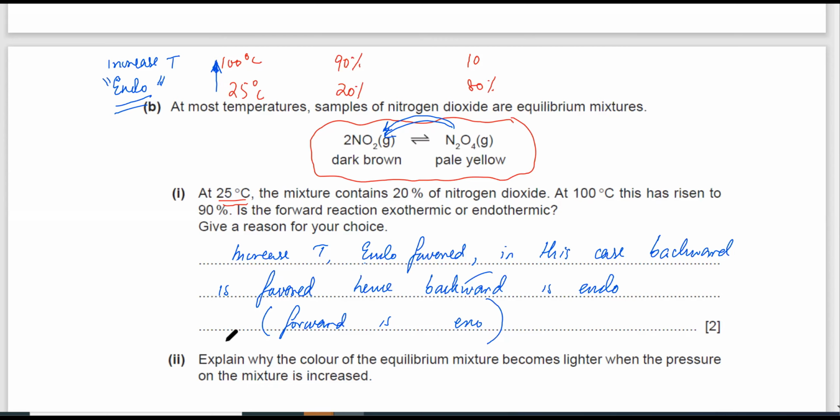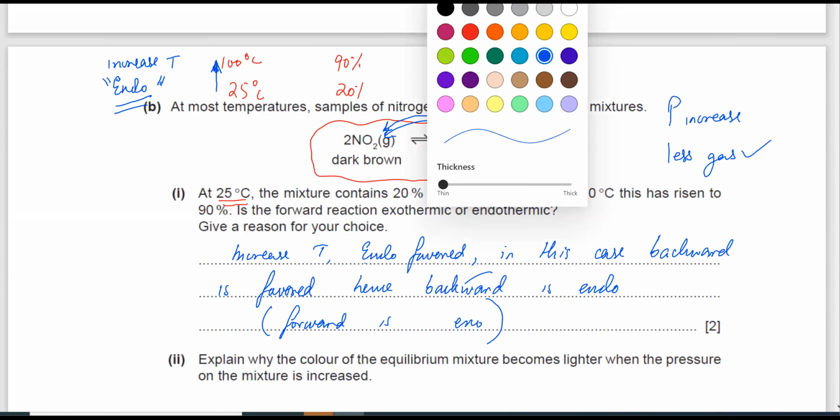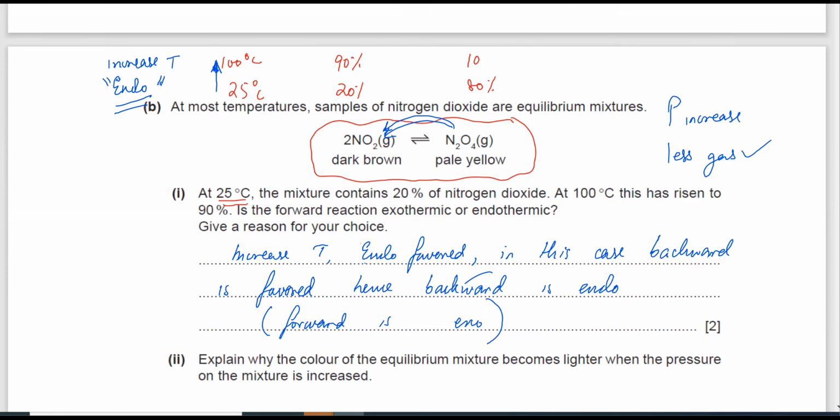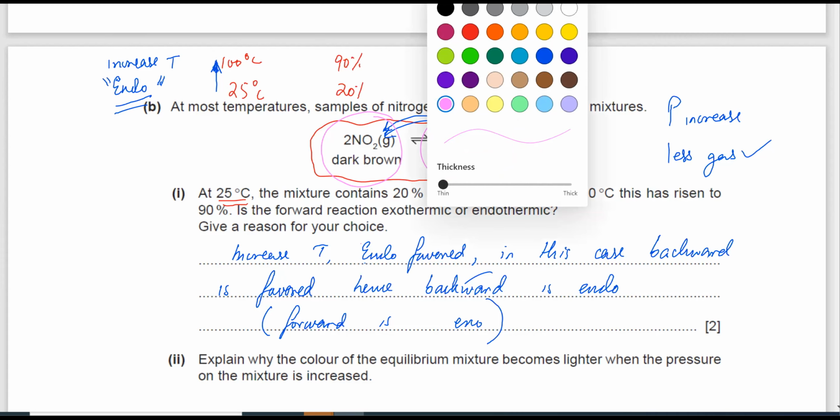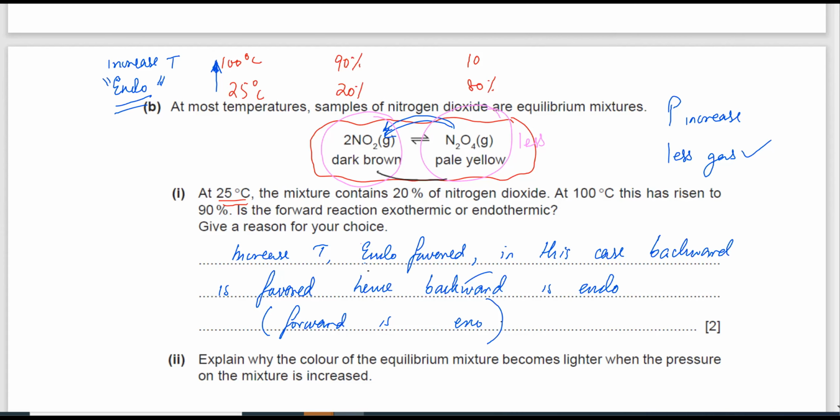As the next part, let's explain why the color of the equilibrium mixture becomes lighter when the pressure on the mixture is increased. Whenever you increase pressure, which side has less gas? The side with less gas will be favored. Here there are two molecules, and on this side there's only one molecule. So this is the side which has less gas. That means the reaction would take place in the forward direction. There's going to be more forward reaction. The side with less gas is going to be favored if you increase pressure.